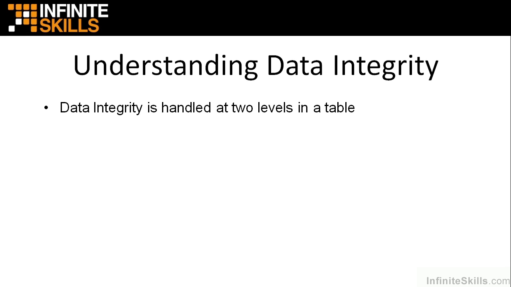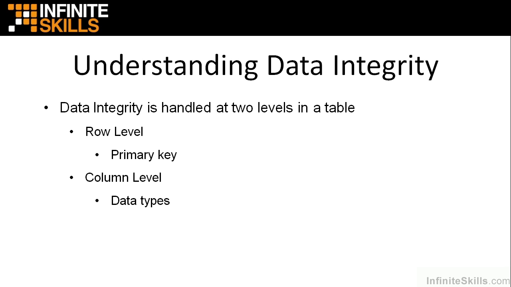Now, data integrity is handled at 2 main levels in a table. The first one, at the row level, is the primary key. And if you're familiar with a primary key, you know that the primary key is what keeps all the rows unique. Also, a column level data integrity provision is data types, and we're going to talk about data types in a separate video later on in the course. And constraints, because we're going to limit what people can put into these columns. We're going to require them to put data in the proper form into our columns.